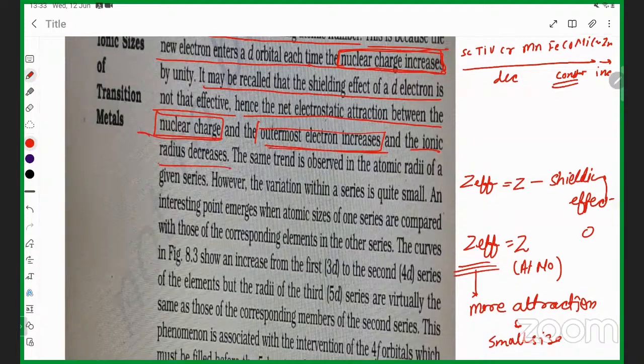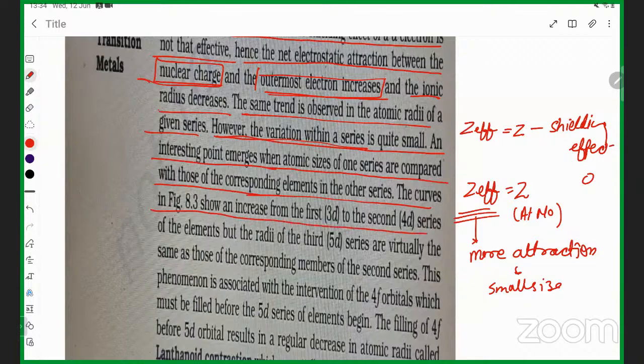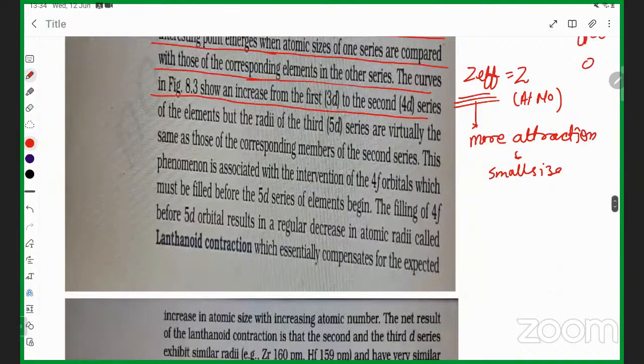The same trend is observed in the atomic radii of the given series. However, the variation within the series is quite small. It is not very high or very low, just a little bit. An interesting point emerges when the atomic sizes of one series are compared with those of the corresponding elements in the other series. The curve increases from 3d to 4d. Down the group, it is increasing.